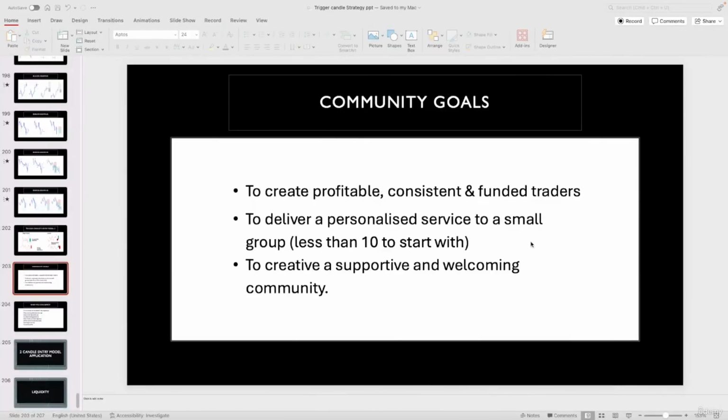In terms of goals for the community, I guess number one is fairly obvious, and that is to create profitable, consistent and funded traders. Number two is to deliver a personalised service to a small group, and that is less than 10 to start with. What I really don't want to be doing is doing big marketing campaigns and getting 20, 30, 40 people join up straight away, where I can't really provide quality support. I want to keep the numbers really low to start with and build a core group of traders. And thirdly is just to create a supportive and a welcoming community.